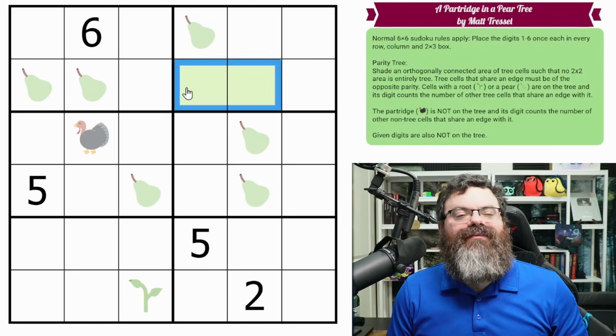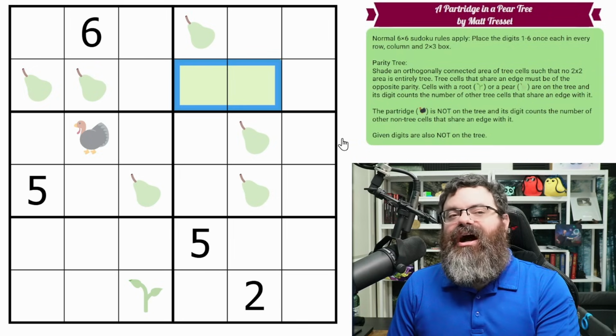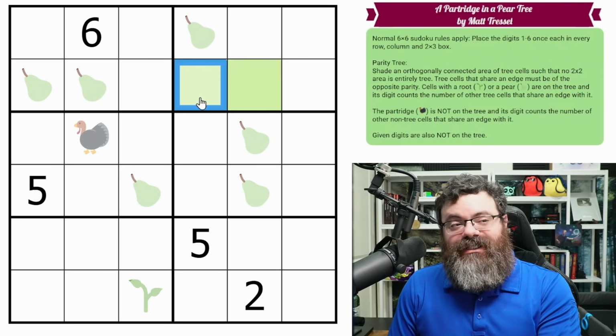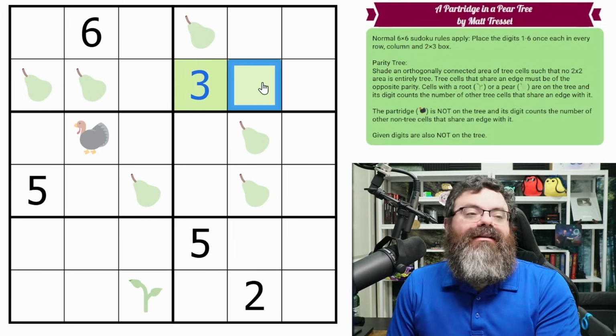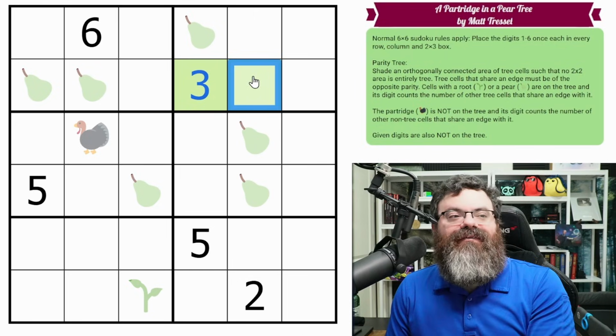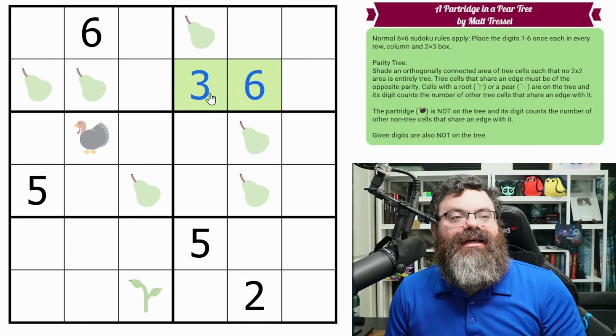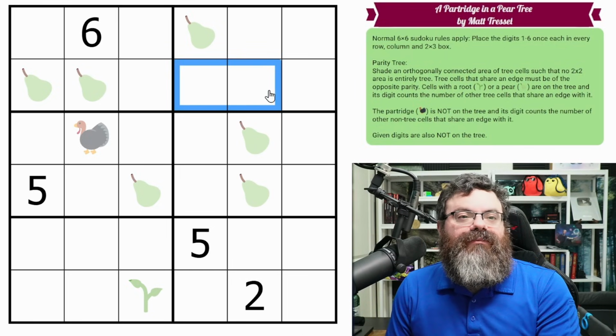All right. And tree cells that share an edge must be opposite parity. So these two, if these were both tree cells, they share an edge, they have to be opposite parity, meaning if this one was, say, a 3, it's odd, then this has to be even, so it could be, say, a 4 or a 6, something like that. All right.